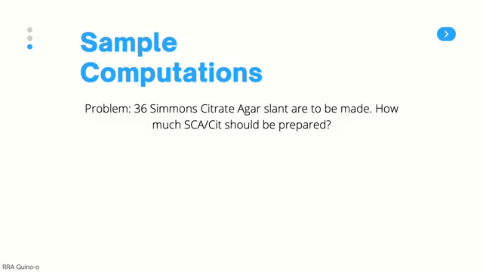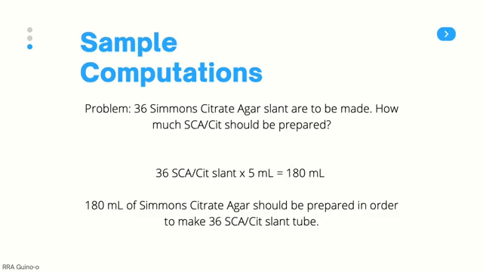The correct answer is 180 ml. For the slant, we need at least 3 to 5 ml of media per tube. And since we need 36 Simmons citrate agar slants, we simply multiply 36 with 5 ml and we get 180 ml of Simmons citrate agar.